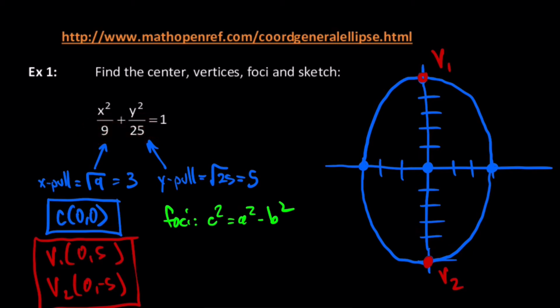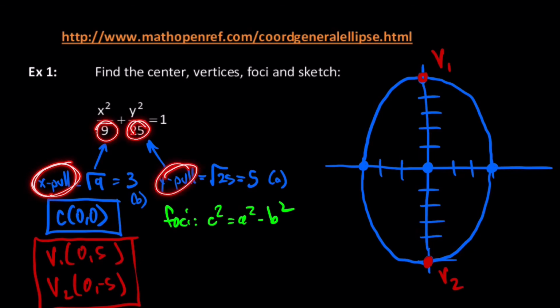One thing I also want you to start getting used to doing is, in the beginning here, identifying which one is A and which one's B. So this is actually the A, because it's bigger, and that is B. So in this particular standard form equation, it'd actually be x squared over b squared plus y squared over a squared. A is just the bigger of the two. But what's under the x is always the x pull. What's under the y is always the y pull.